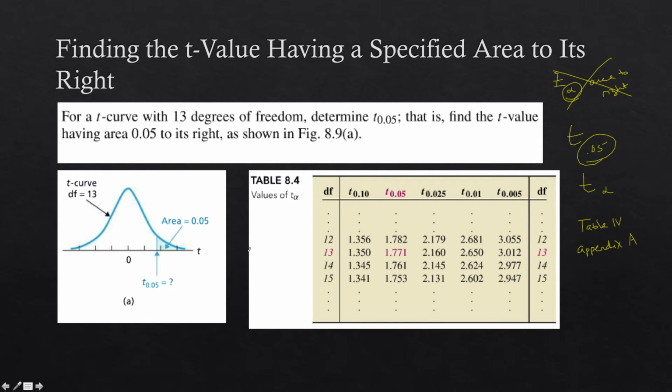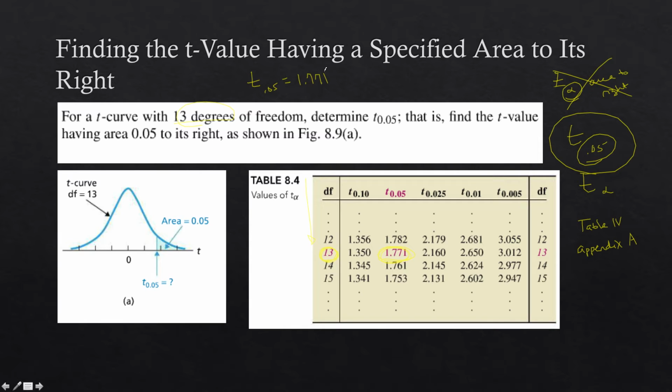So what we're going to do here is find our degrees of freedom. Well, it's 13 degrees of freedom, they said in the problem. So we're going to go down table 4 to where it says 13 degrees of freedom. Now, once you find your degrees of freedom, go over to find your appropriate t value. Well, this is t sub 0.05. So find that, which is right here, and go down to where you meet your degrees of freedom. So 1.771 would be my answer. That would be the t value for an area of 0.05 to the right. So this t value would equal 1.771 using our table 4 in the appendix.